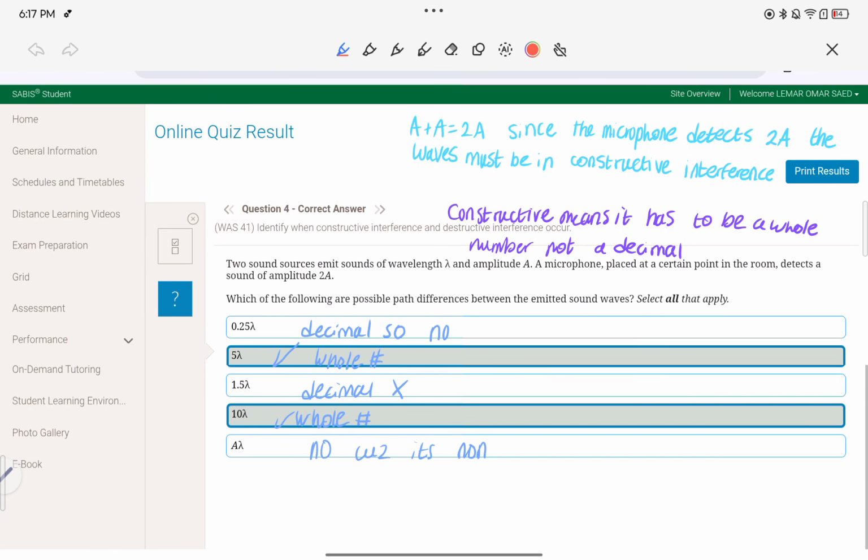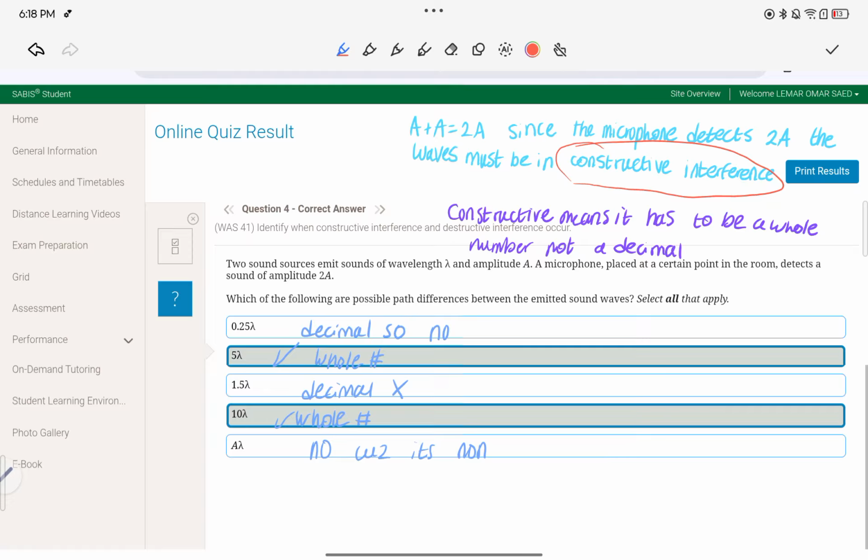First thing you have to know is that this is constructive interference. How did I know? It's because the microphone detects 2A. When you read more into the book, you will know how to tell if it's constructive or destructive. Here it's constructive interference.